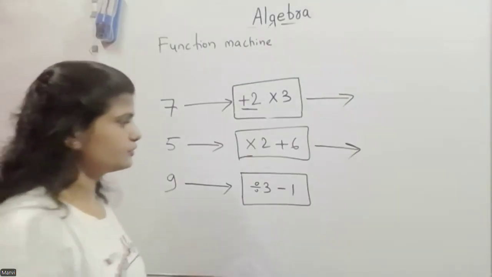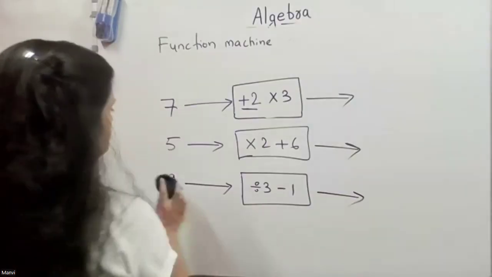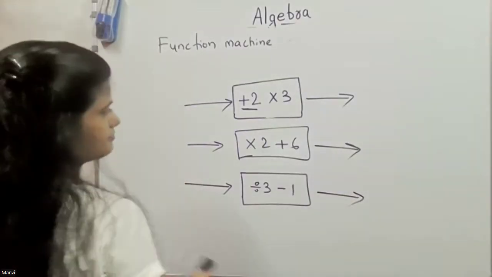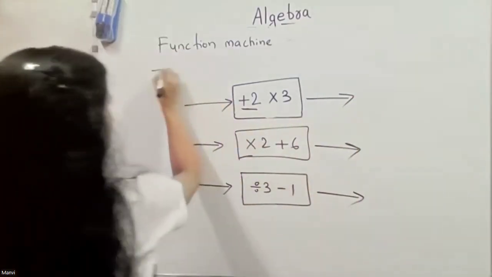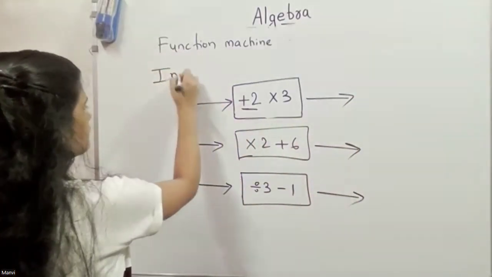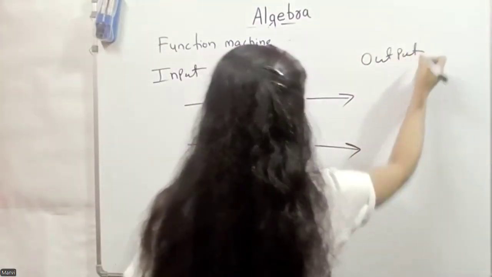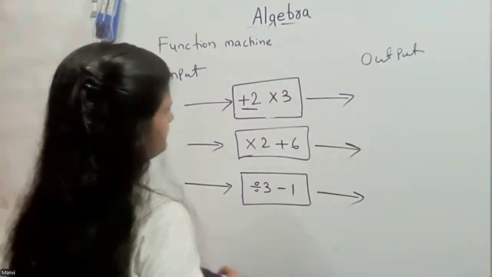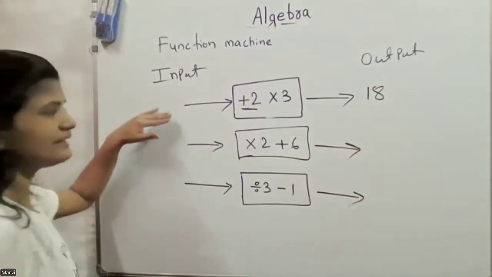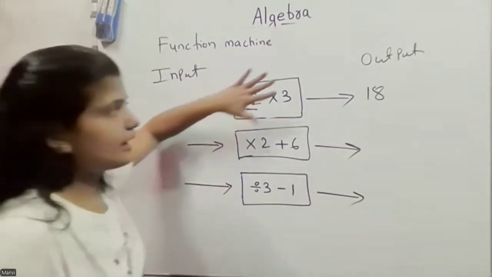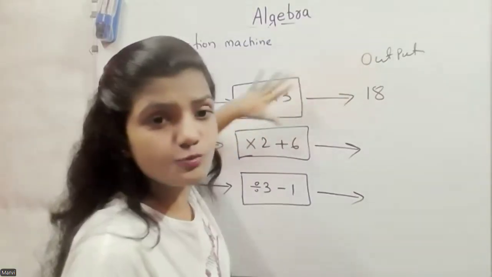Very good. 2. What if I give you the value of the output and then you have to find the input? This is the input and that is the output. If I give the value for this output, 18, then what will be the input? Whenever the examiner gives the value of the output, do the reverse process.